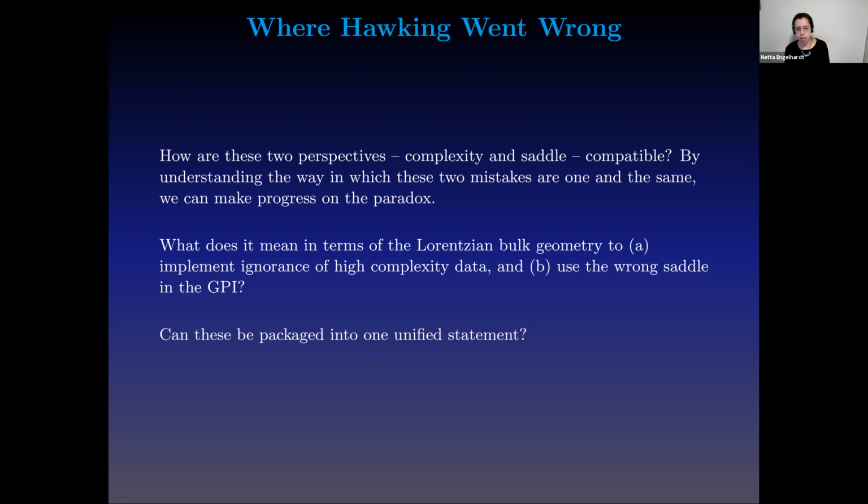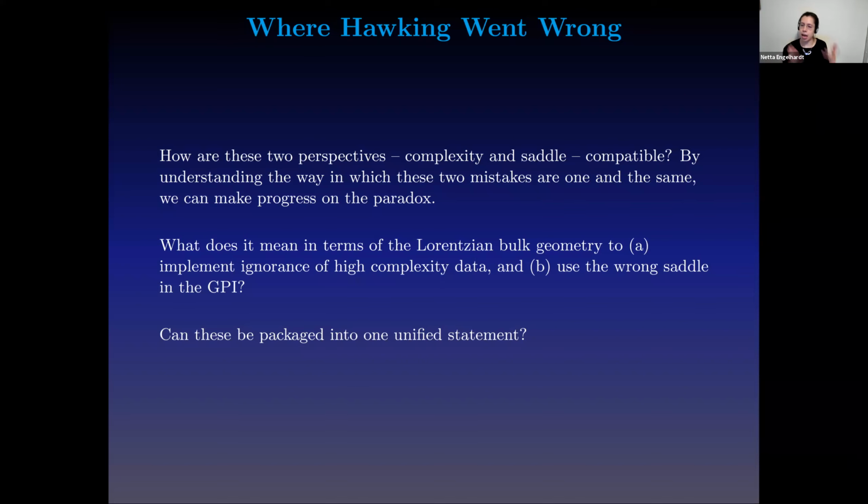So what does it mean in terms of the Lorentzian bulk geometry to implement ignorance of high complexity data? How do we geometrize that in the language of quantum extremal surfaces? And also to use the wrong saddle in the gravitational path integral. Of course, the second one, we already know what it is. It's just the non-minimal quantum extremal surface. We have a Lorentzian bulk interpretation of that, a geometric interpretation of that. But what about ignorance of high complexity data?